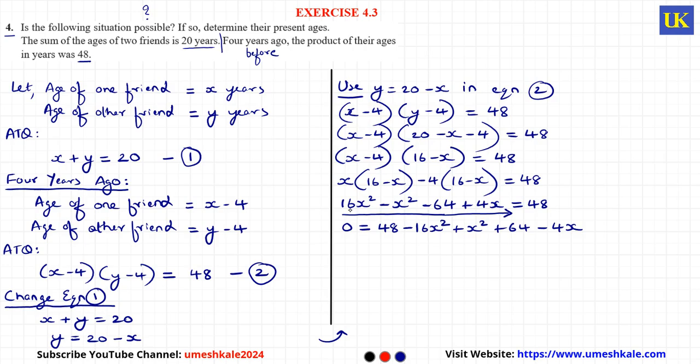So plus 16x square became minus 16x square, minus x square became plus x square, and so on. And why I did this particularly is because while solving the quadratic equation, I want this x square, which is the main variable of the quadratic equation, to be in the plus sign so that it becomes easy for solving.